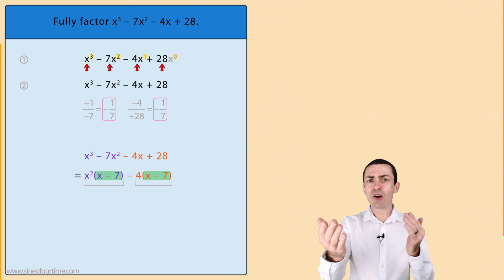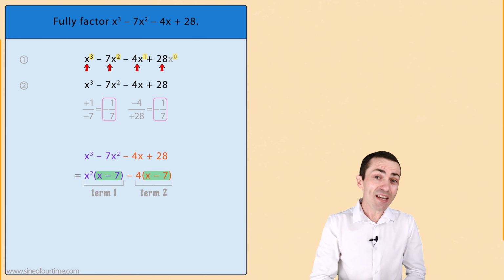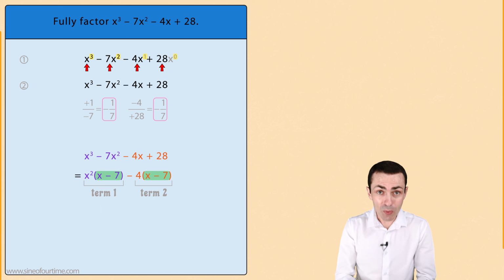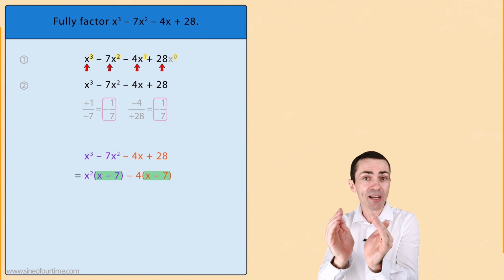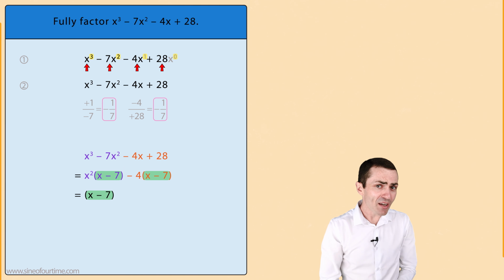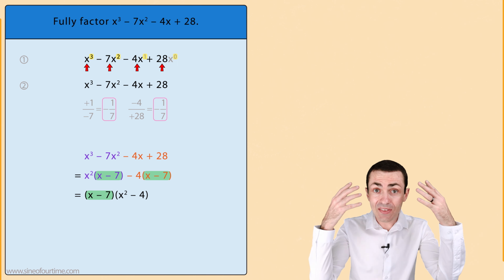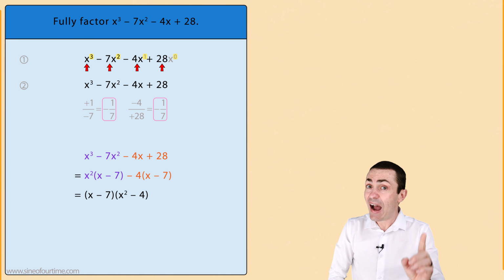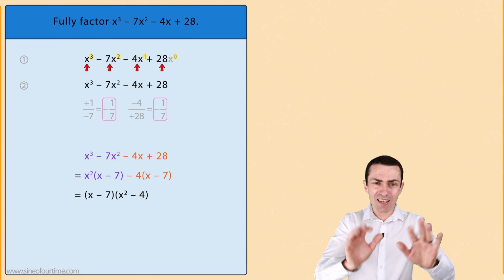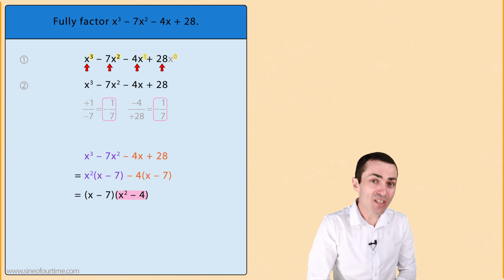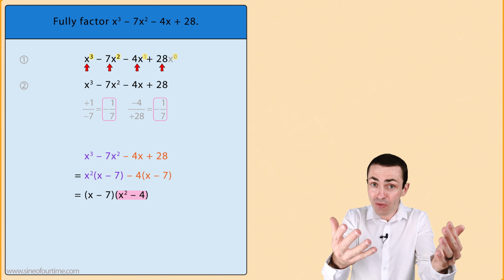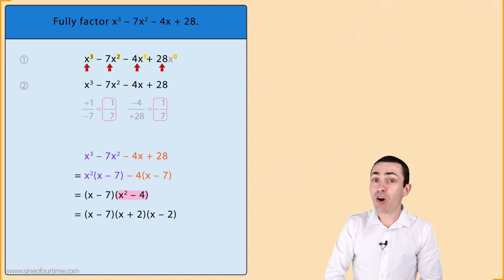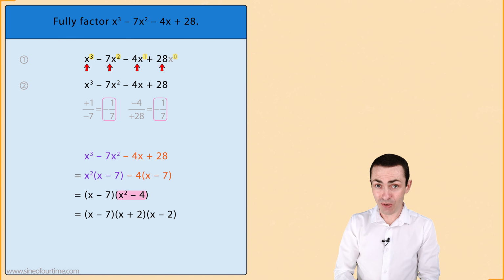At this stage, we now have two terms, and that x minus 7 is a common factor of each of those terms. So what we can do now is take out a common factor of x minus 7, leaving us with x squared minus 4. At this stage, it may appear as if we have fully factored this polynomial. However, we have not, since x squared minus 4 is a difference of squares that can be further factored to give us x plus 2 multiplied by x minus 2, and only now is this polynomial fully factored.